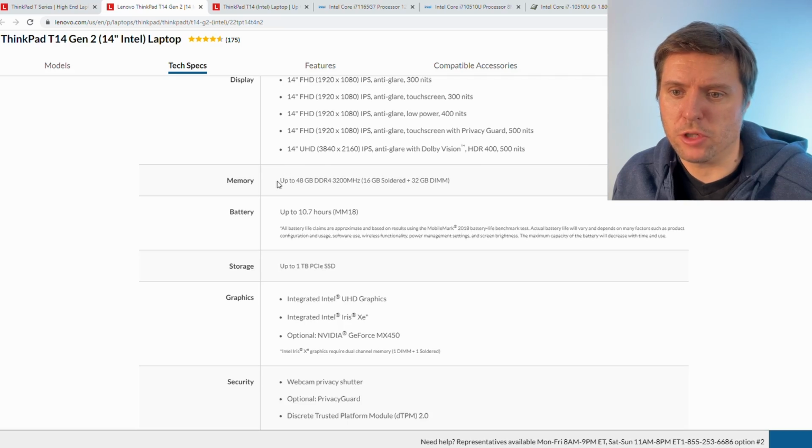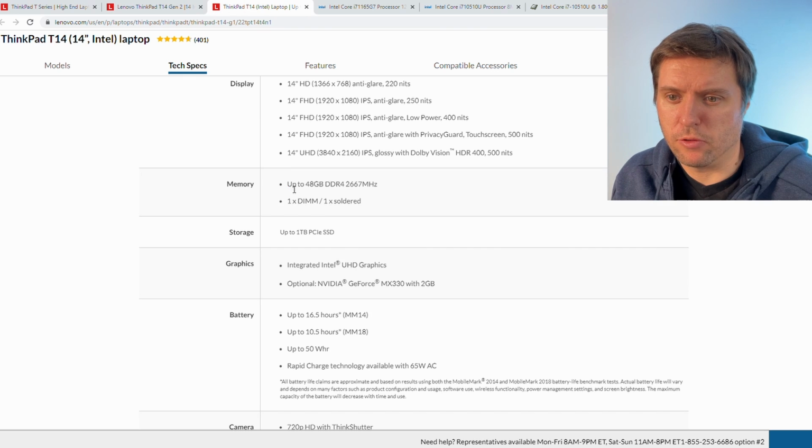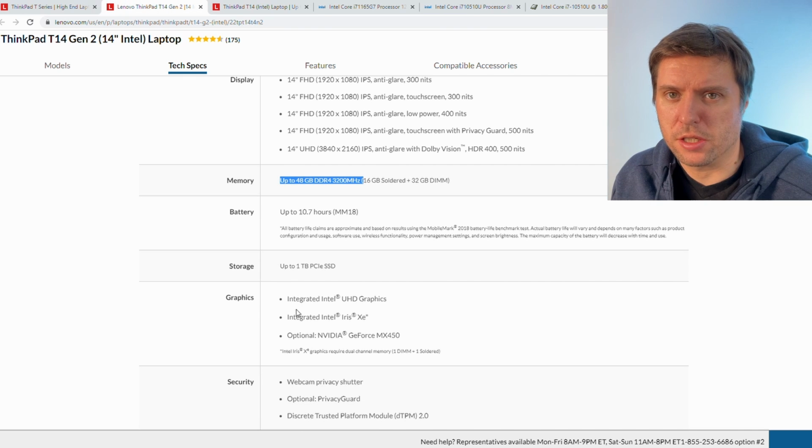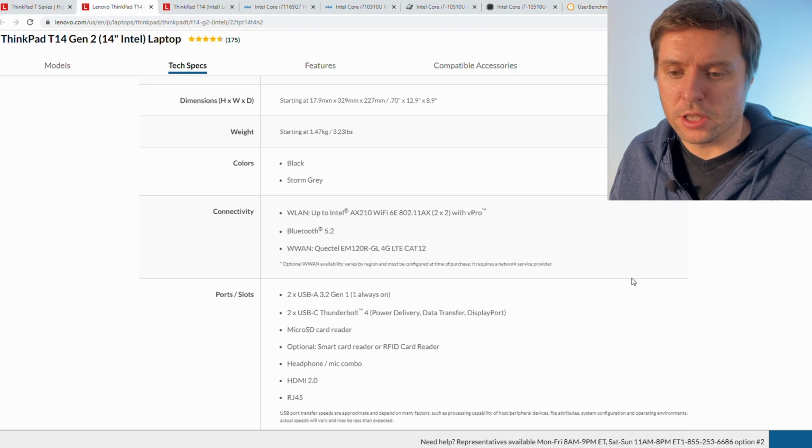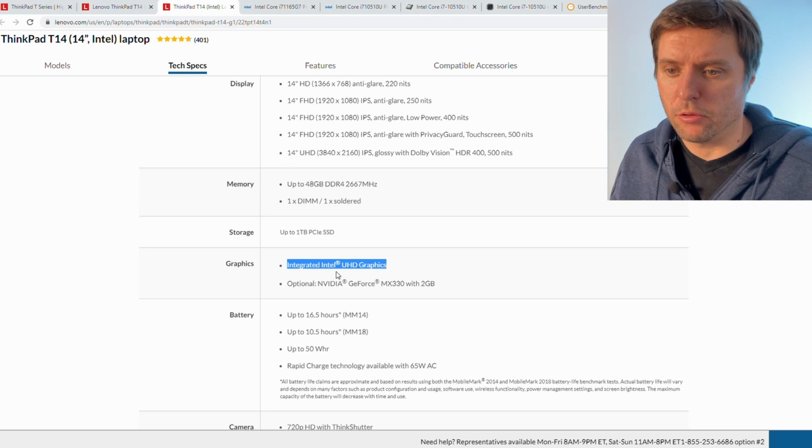I start with the memory. The memory is still up to 48 gigabytes, but this time it's DDR4 with 3200 megahertz. The older version had up to 48 gigabytes with 2667 megahertz. Then what also has changed is the integrated graphics. It's now Intel Iris Xe. Then there is the newer Thunderbolt version, Thunderbolt 4 as opposed to Thunderbolt 3.